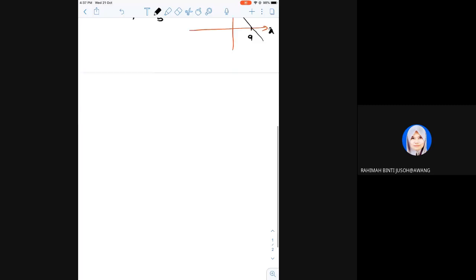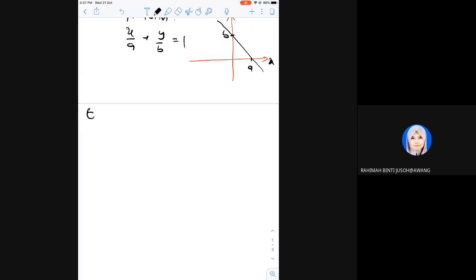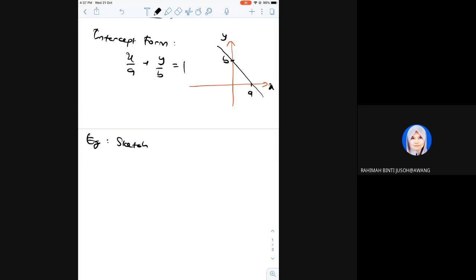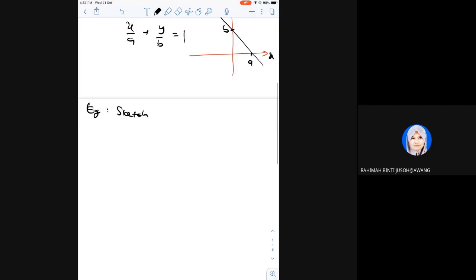Settle. Okay, for example, let's say sketch. Okay, kenapa saya ajar intercept form ni guys? Benda ni sangat berguna sampai di end of semester, especially when we want to plot the surfaces, plane, yang melibatkan 3D. Benda ni sangatlah berguna. Okay, so make sure you faham guna kaedah intercept form ni.